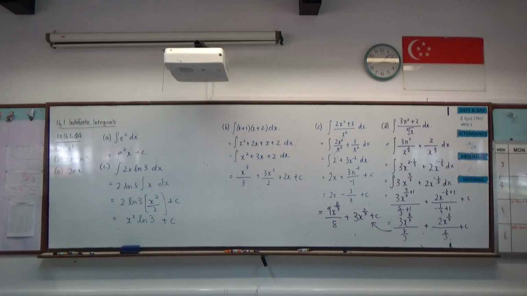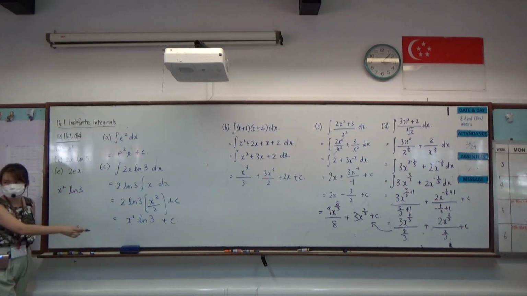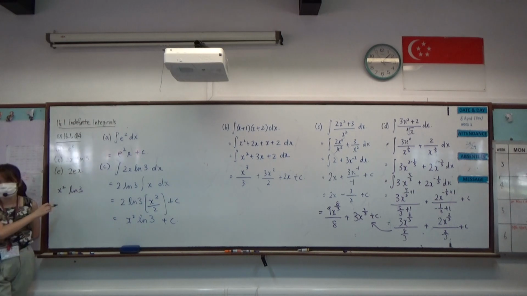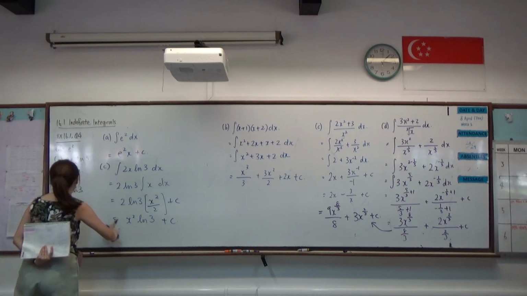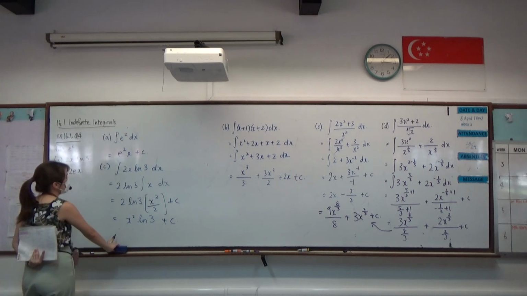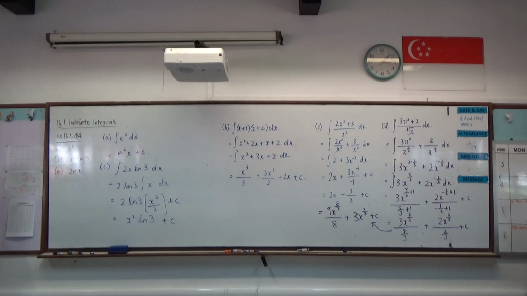Sorry, wait. x squared ln 3. Yeah, that's here. So you think the answer is just x squared ln 3 plus c. That's the answer, isn't it? Okay, what do you think? You agree with this answer? Yes? Anybody disagree with this answer?